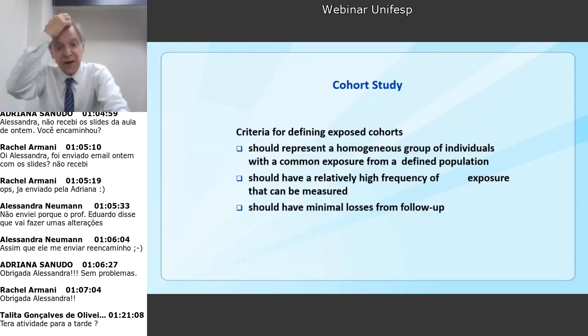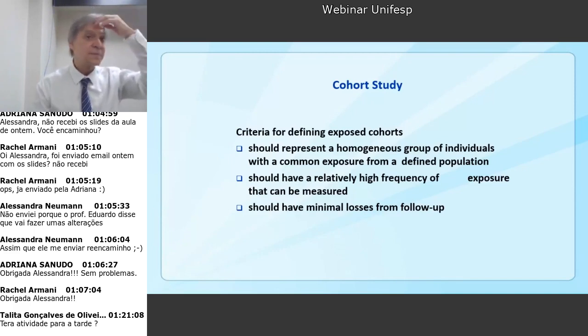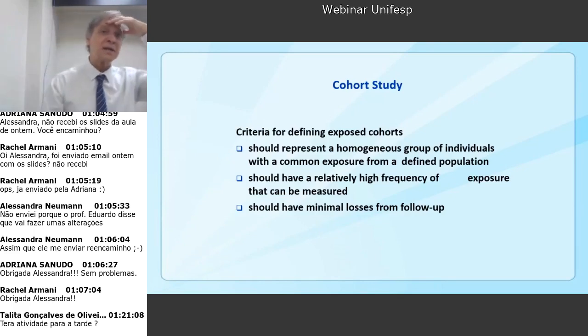The criteria for defining exposed cohort should represent a homogeneous group of individuals with common exposure with a defined population. Everybody knows the story of the cohorts, correct? You know how cohorts are created, all of you, I hope. Quickly, have you heard about it? Cohort is a Latin word to define people who share commonality.